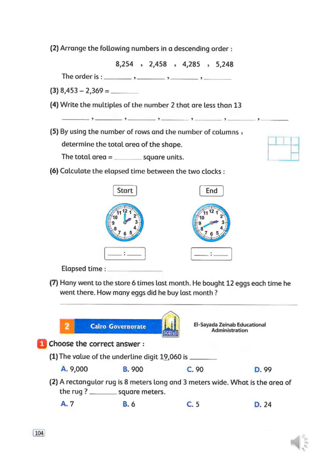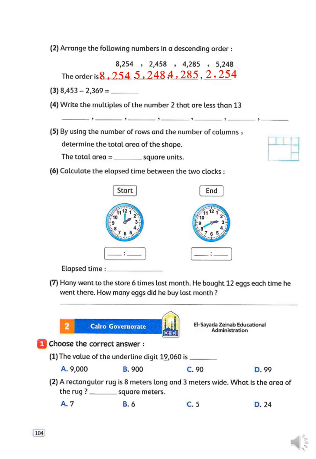Arrange the following numbers in descending order from the greatest to the least. The greatest number here is 8,254. The next, 5,248. Then 4,285. Then 2,458.